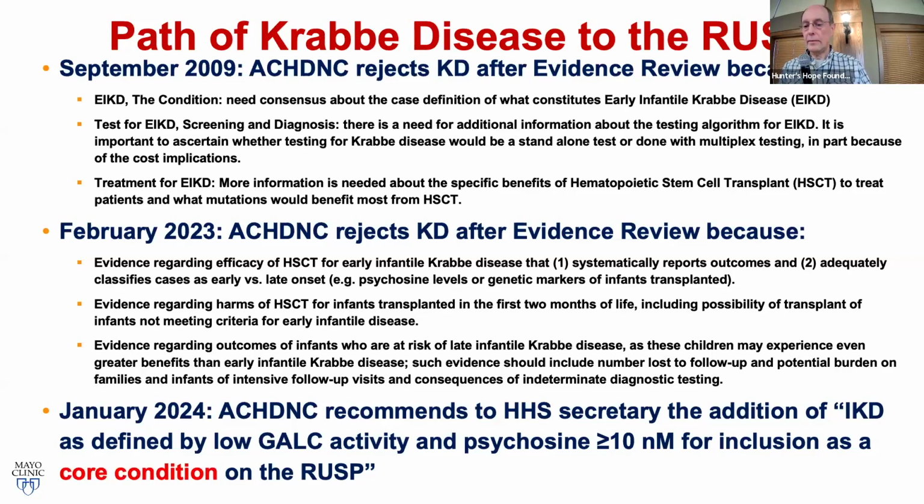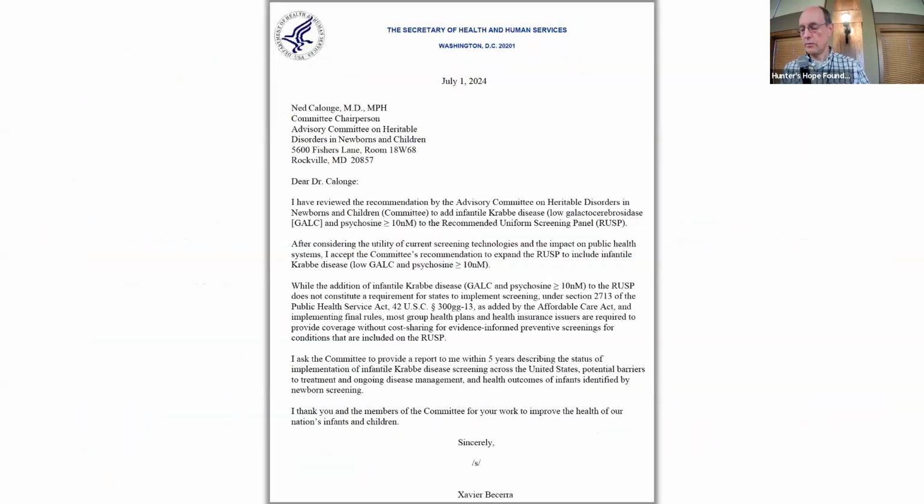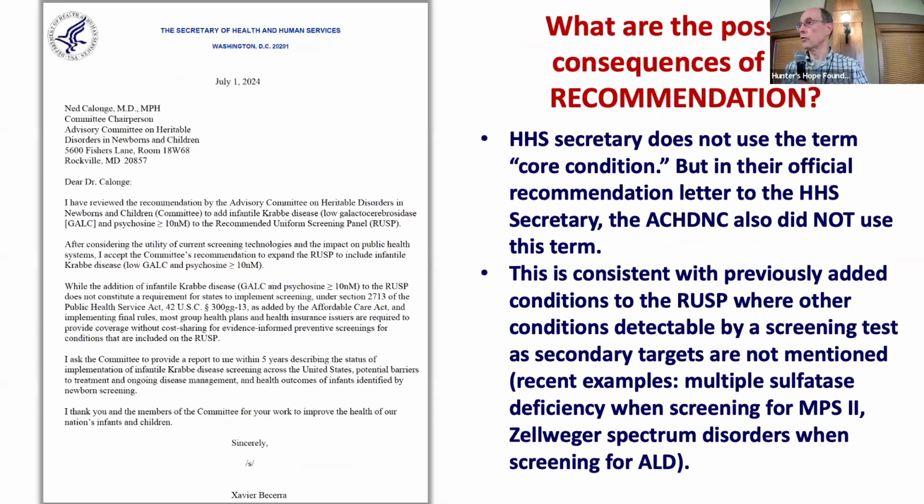And then in July, a few weeks ago, the secretary finally issued this letter and said that he's adding Krabbe disease as defined with low GALC activity and cyclozine greater than 10 to the RUSP. So he doesn't mention anything about a core condition. But if you look at the letter that actually came from the advisory committee to the secretary, there's no mention of a core condition either. And this is consistent with all other conditions that have been added in the past, that the secretary or the committee at that level never discuss core conditions and secondary targets.